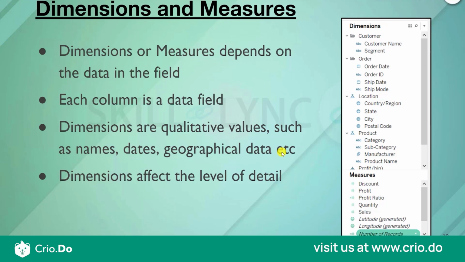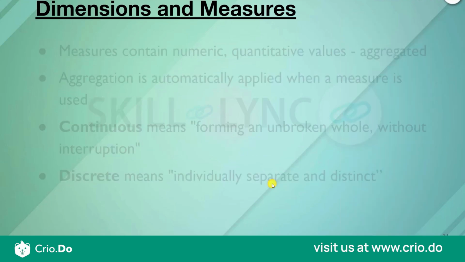So dimensions are the qualitative values. We can consider dates, geographical data, and names all under dimension values, and a dimension will affect the level of detail. If you don't understand how dimensions are going to affect the level of detail, we can see that in the software demo, and you will be able to understand the difference when you use a new dimension on the view and how it changes the level of detail.